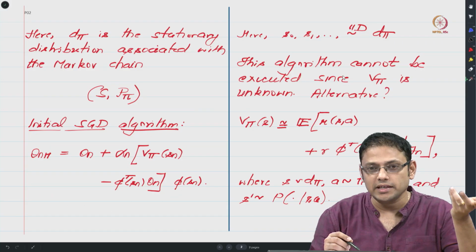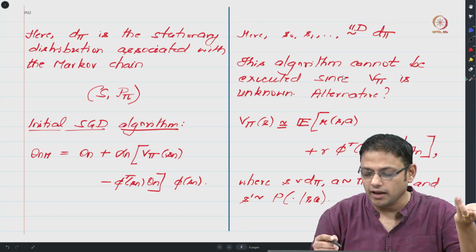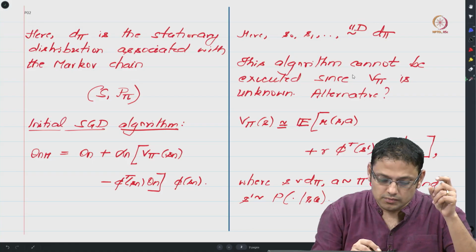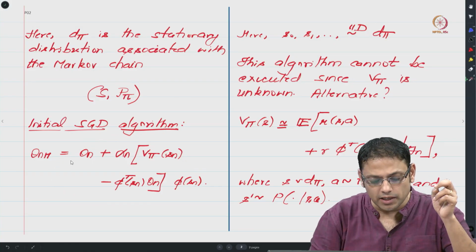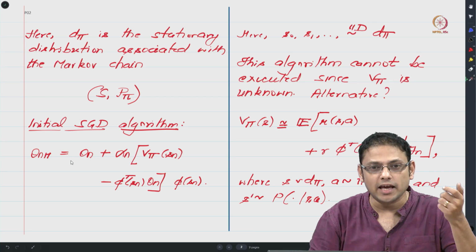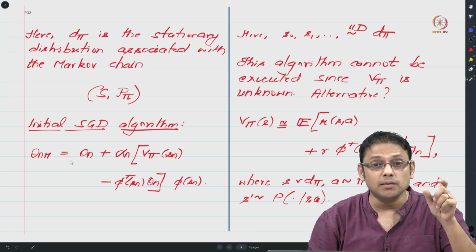I mean, this is the quantity that we are trying to estimate, and hence it is obvious that we do not know V pi. So now the question is, what is the alternative to this algorithm, or what is an approximation to this algorithm that we can come up with that is implementable?